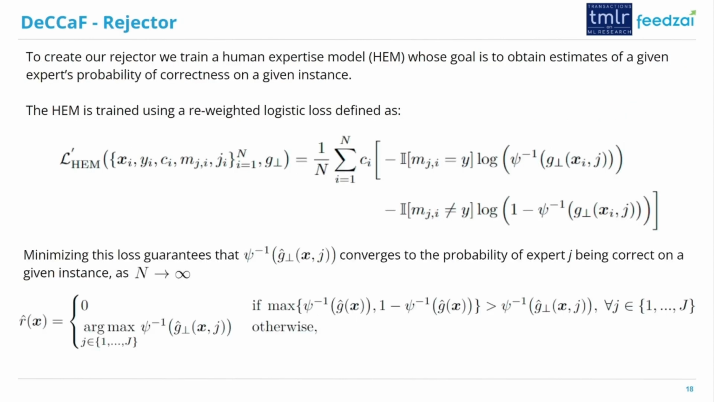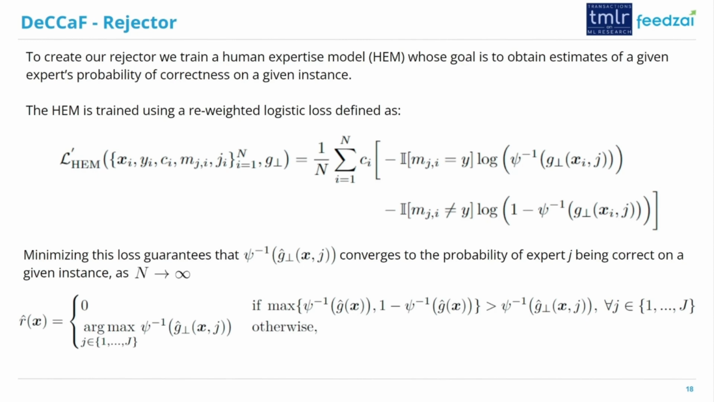To create our rejector, we train a human expertise model whose goal is to obtain estimates of a given expert's probability of correctness on a given instance. The human expertise model is trained using a reweighted logistic loss, which is defined as follows. This loss essentially motivates high scores if the expert is correct, and penalizes high scores if the expert is wrong. Minimizing this loss guarantees that the probabilities obtained from the scoring function converge to the probability of expert J being correct on a given instance.